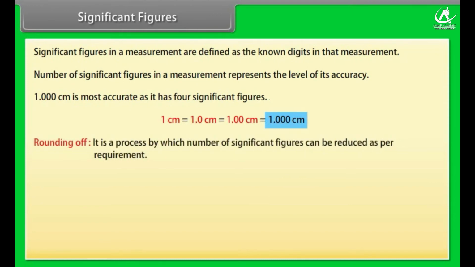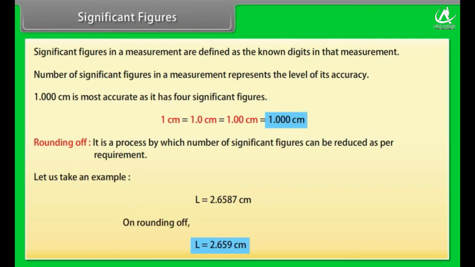Rounding off. It is a process by which the number of significant figures can be reduced as per requirement. Let us take an example. L is equal to 2.6587 centimeters. On rounding off, L is equal to 2.659 centimeters.